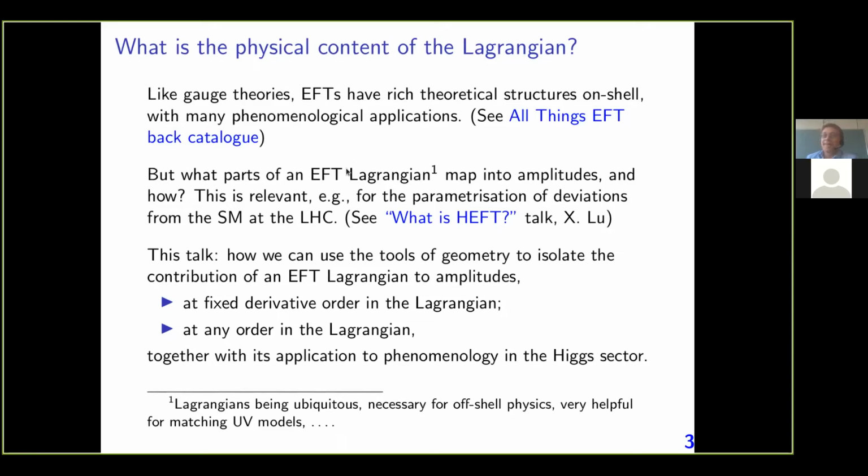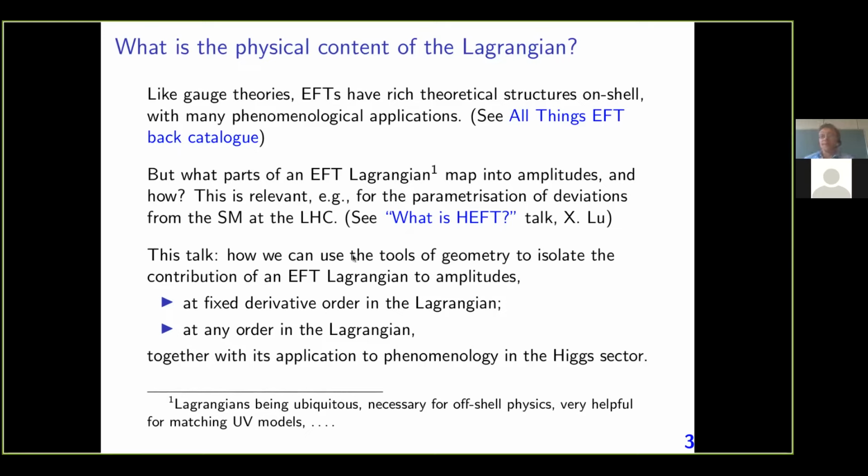So what I'm coming at today is a related question, which is what parts of an EFT Lagrangian map into amplitudes? And this is relevant for various reasons, but it can also be relevant for how we parameterize deviations from the standard model that we might see, for instance, at the LHC. And in this sense, the work I'm talking about today is a follow-up to some work which my collaborator Xiaoshuan Liu has already talked about in this series on the differences between SMEFT and HEFT and when you need to use each to describe the low energy effects of heavy physics.